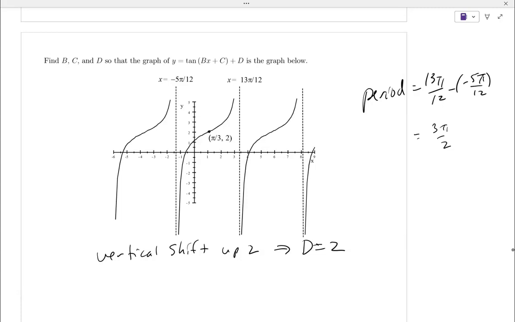Is that the B value? No. For tangent, what do we use to help us figure out the period? It's not 2 pi over B, it's pi over B, right? Because the original period is pi, and so you should get that B is 2/3.